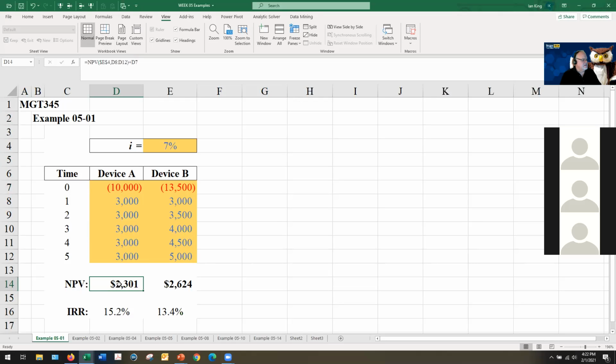That gives me my 2,301. The exact same formula works for this uneven amount because it's net present value. Once again, for this calculation, I highlighted these with the net present value formula. That's E4, the interest rate of 7%, and E8 to E12, the range, starting at year 1 down there. Let that calculate itself, then add the year 0 to it. And that gives me the 2,624.